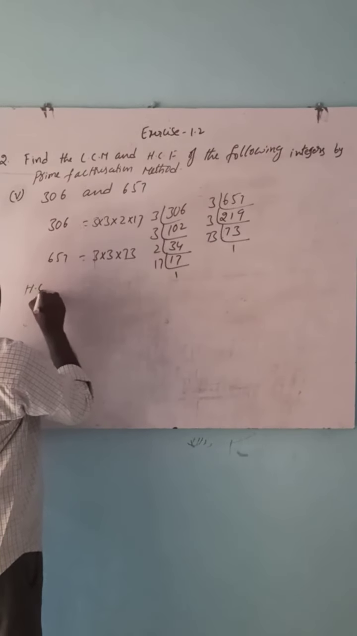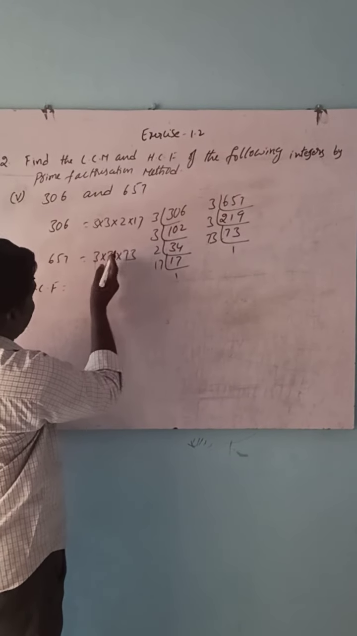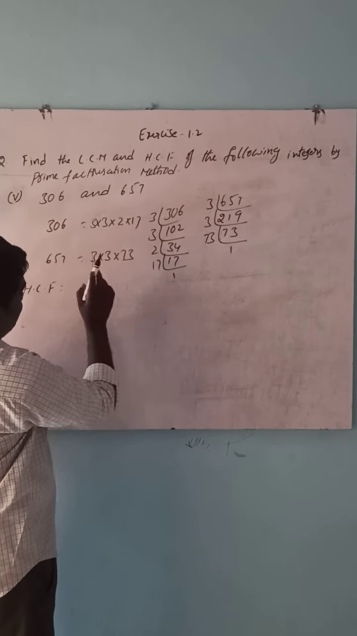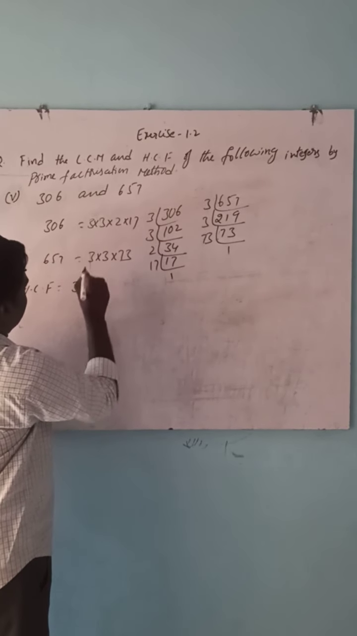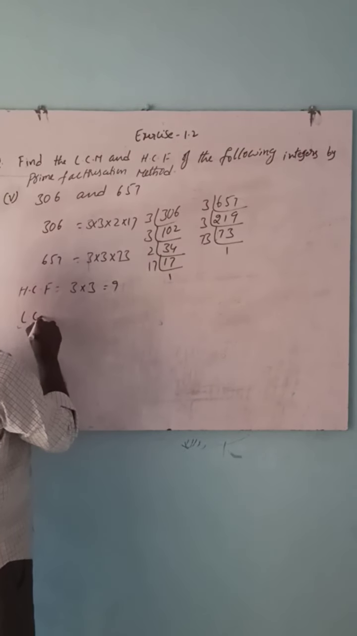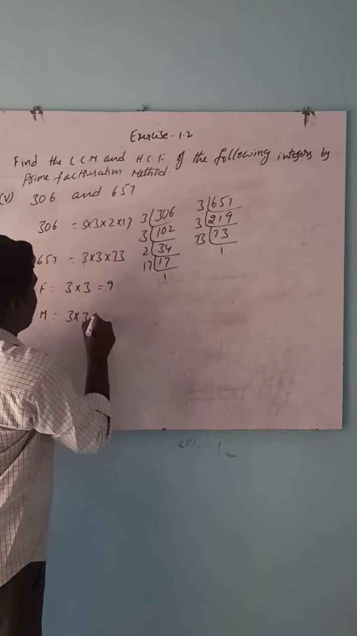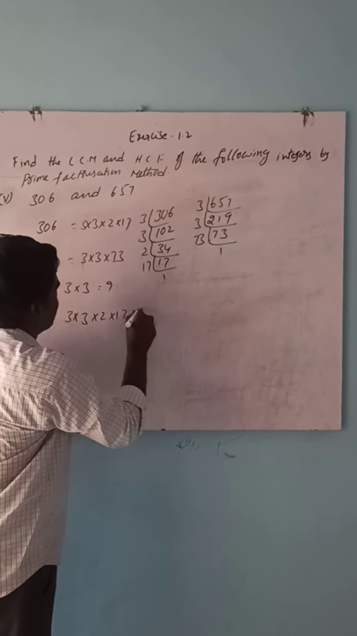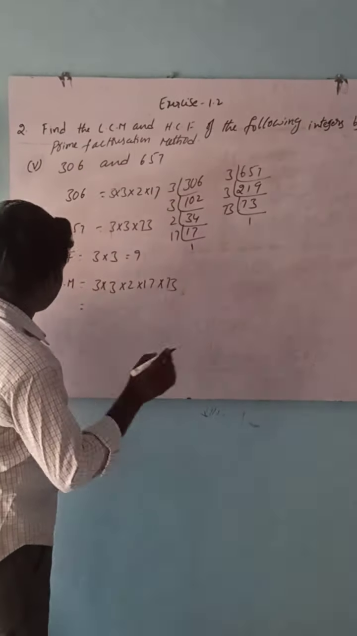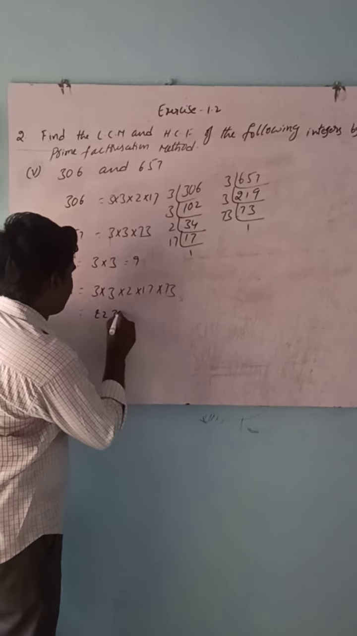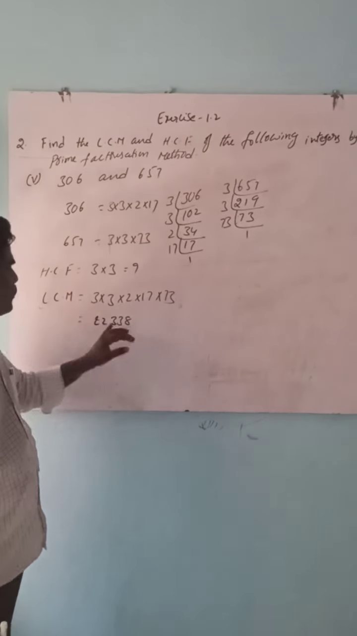So HCF is the least common multiple factors. What is the common factor here? 3. Total how many factors are there? 3, 2, 17, 73. Okay, so 3 3s are 9. Next, LCM, the highest multiple of all factors, that is 3 into 3 into 2 into 17 into 73. LCM is 22338. Okay, so HCF is 9, LCM is 22338.